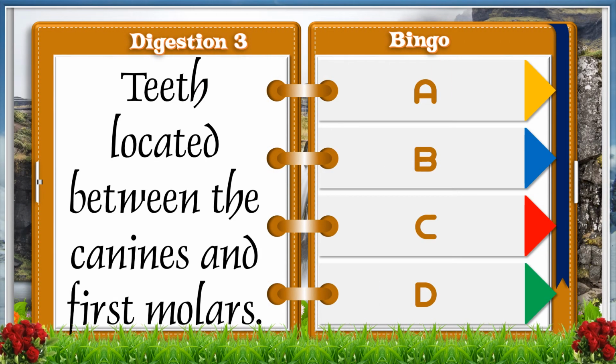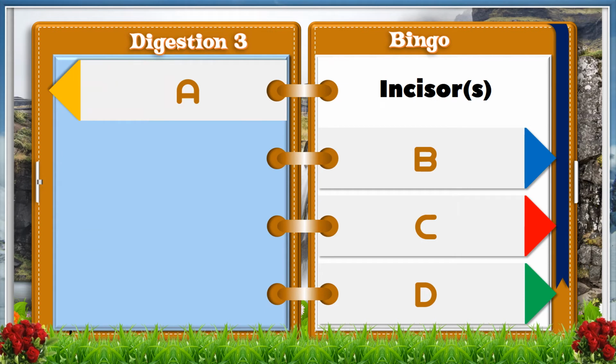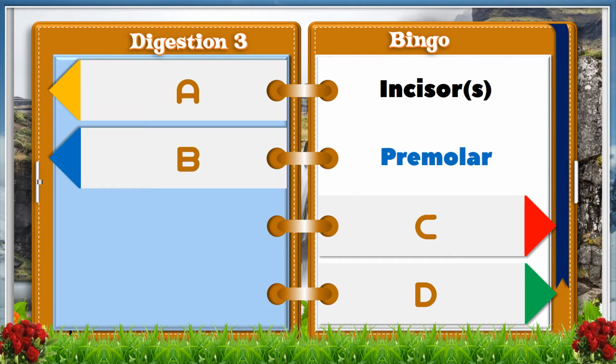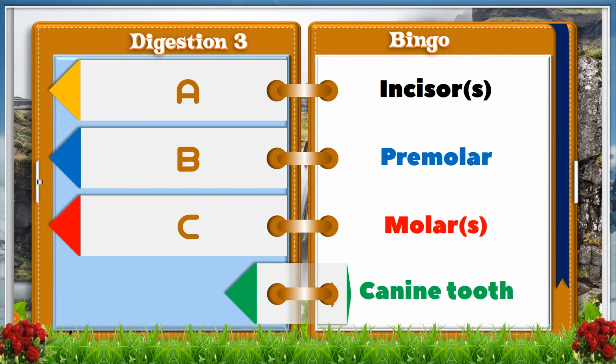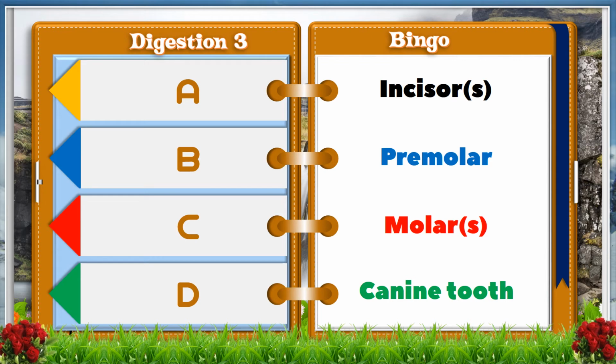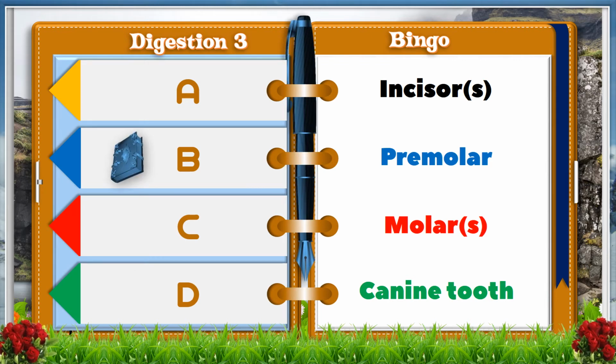Teeth located between the canines and first molars. A. Incisors. B. Premolar. C. Molars. D. Canine teeth. And the answer is B. Premolar.